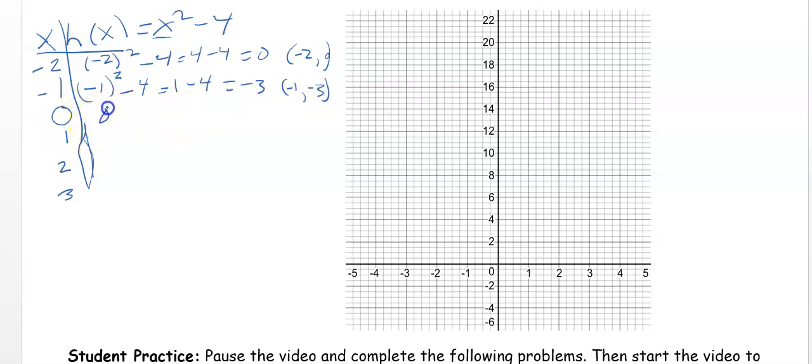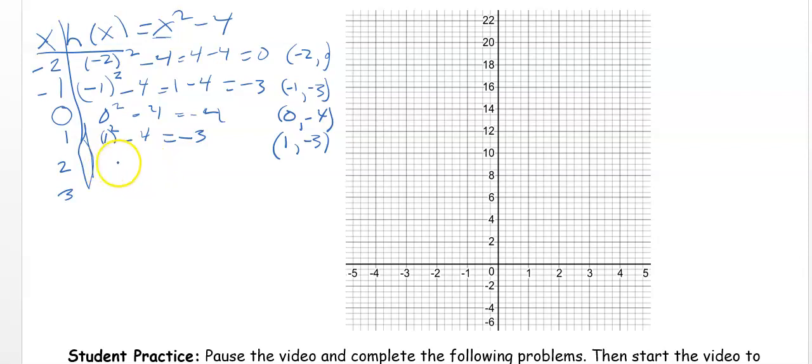If I put in 0, I square 0 and I subtract 4, I get -4. So the point (0, -4) is on the graph. If I put in 1, I get 1 squared, and I'll put the parentheses just to be consistent. I also get -3. That's interesting. I get a 1 and I get a -3.